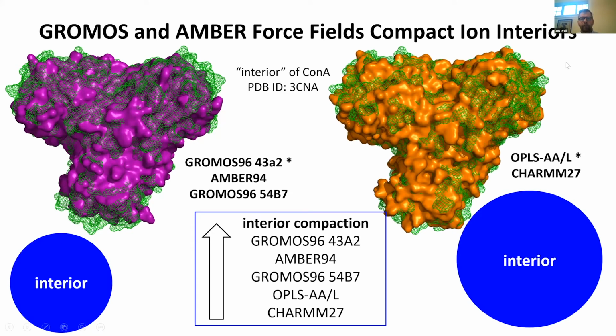By comparison, here's an example. This is Gromos 43A2 over here, and a much smaller degree of compaction of the interior is shown by OPLS over here on the right.